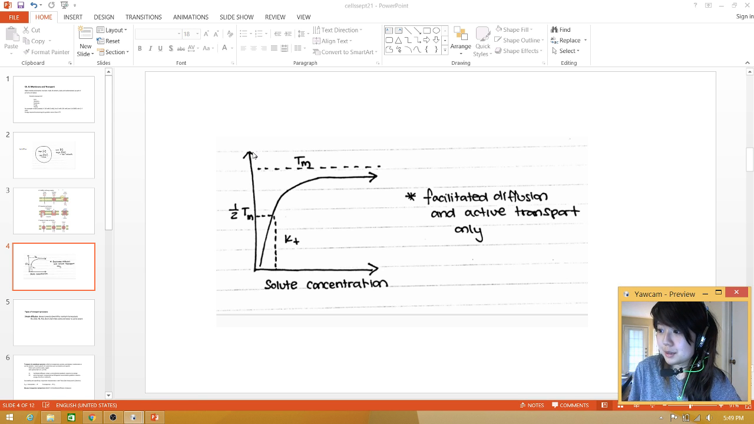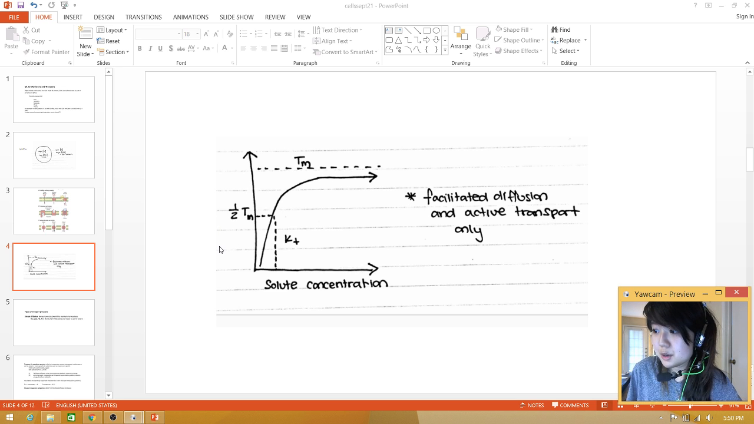So if we made a graph with the substrate concentration on the x-axis and the velocity as the y-axis, you would see that the solute transport will approach an asymptote. In other words, the solute is going to saturate at a certain level for facilitated and active transport only. The asymptote is going to be called Tm, or transport maximum, and then the Kt will be the amount of solute present at 1/2 of the transport maximum.